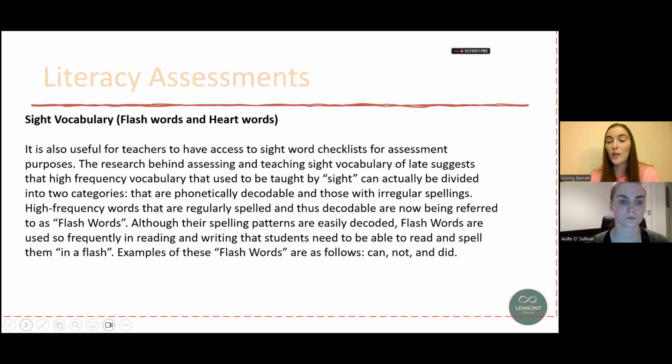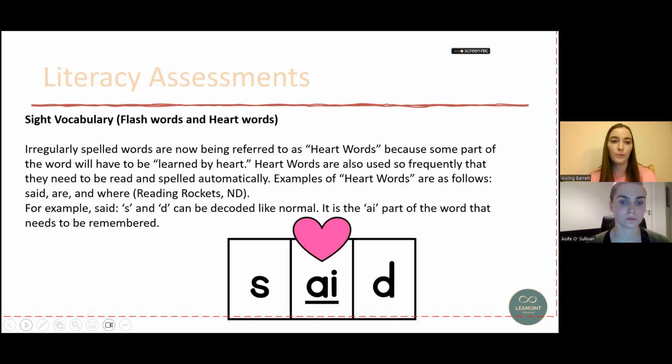So high frequency words that are regularly spelled and decodable are now being referred to as flash words, and that's because they can be read in a flash. And examples of flash words are here: can, not, and did. Whereas irregularly spelled sight words are now being referred to as heart words because some part of the word can be decoded regularly, but then other aspects or parts of the word need to be learned by heart. They're used so frequently that it's important that they can be read and spelt automatically.